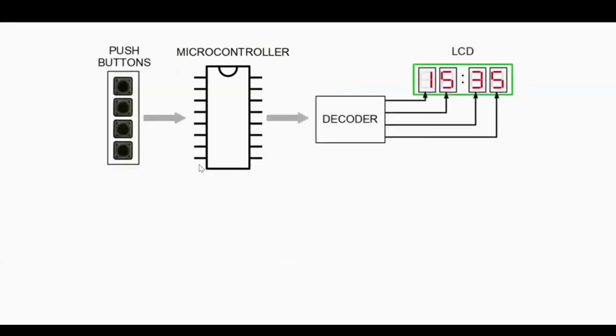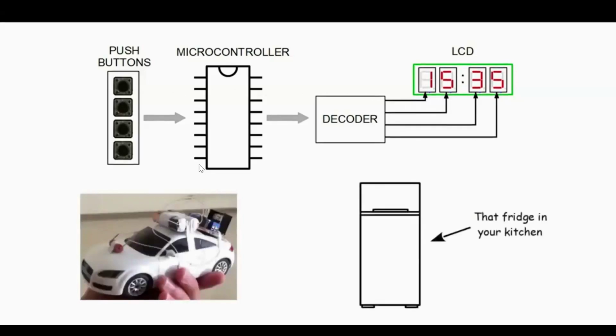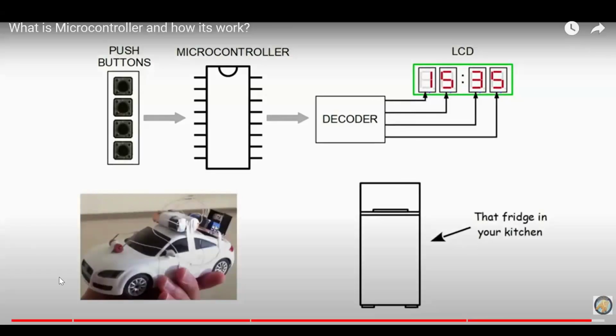For example, you can take a microcontroller, add some buttons and an LCD screen, and create a digital clock. Microcontrollers are used in everything, starting from children's toys and ending with the refrigerator that stands in your kitchen.